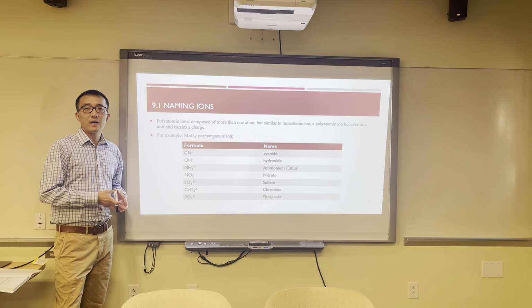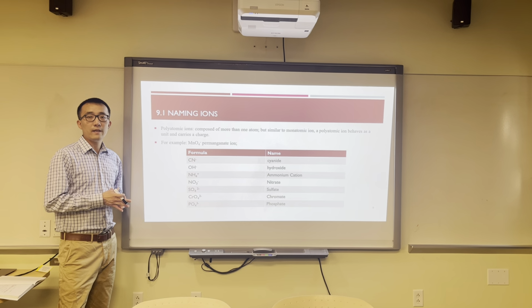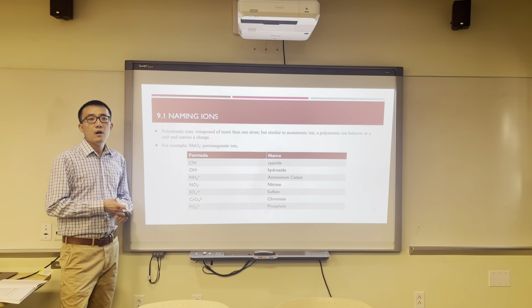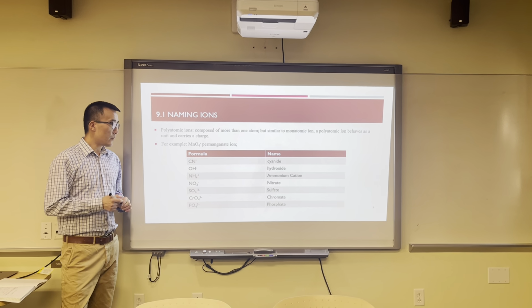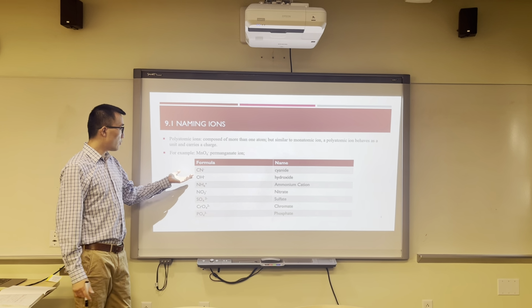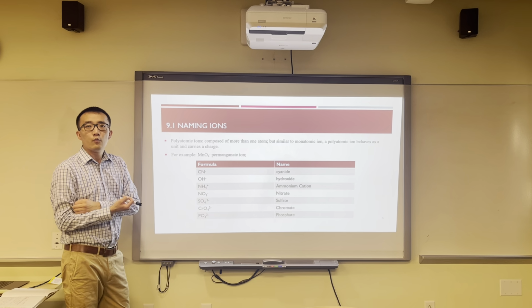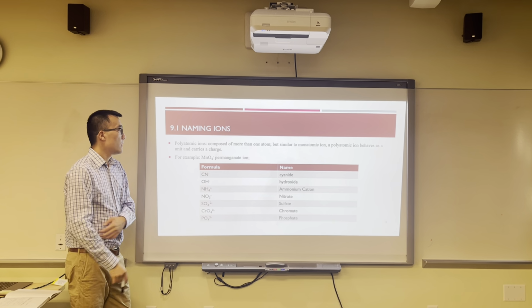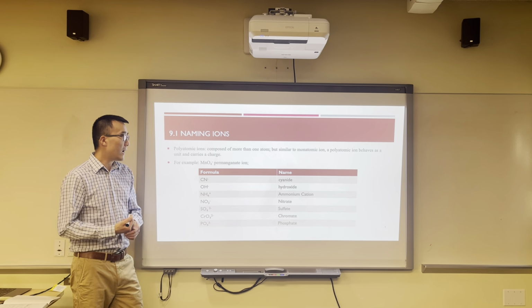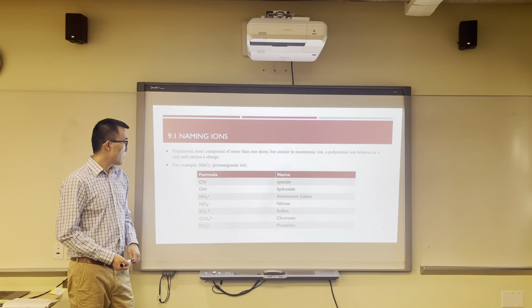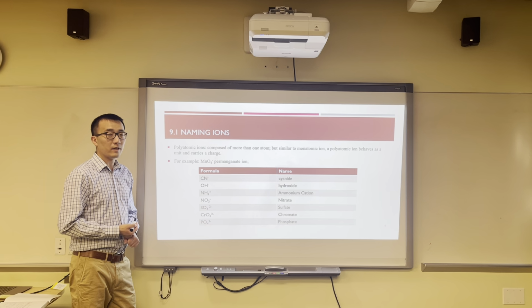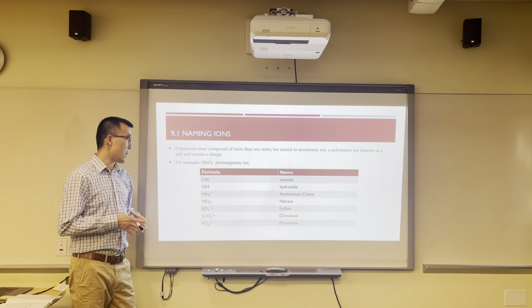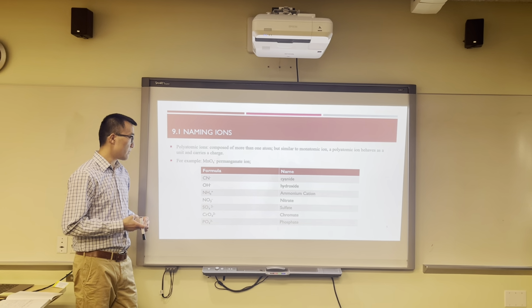For monoatomic ions, like we talked about before, we just name them based on the periodic table. However, for polyatomic ions, which are combined of more than 1 atom, we have to memorize their special and unique names. So for example, let's take a look here. The cyanide ion is combined of 2 atoms, carbon and nitrogen, and the overall charge for cyanide ion is -1. The hydroxide ion is combined of oxygen and hydrogen, so there are 2 elements among that.